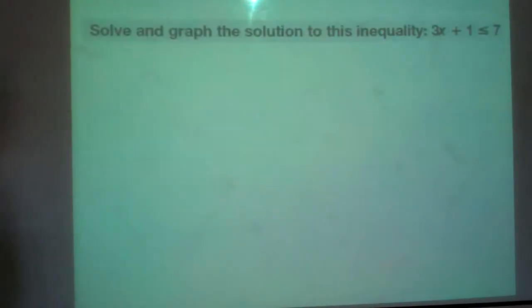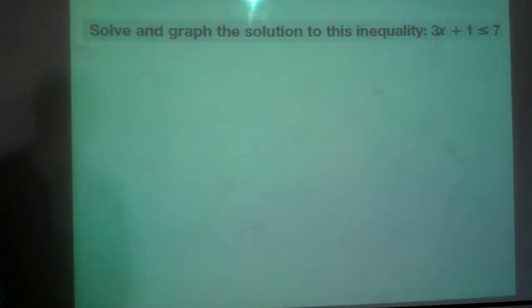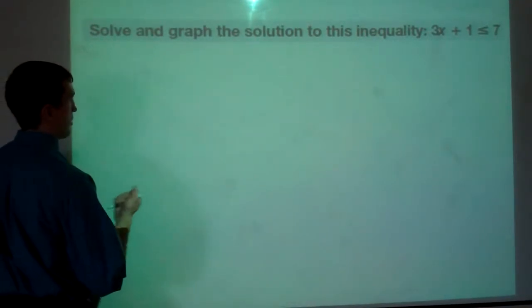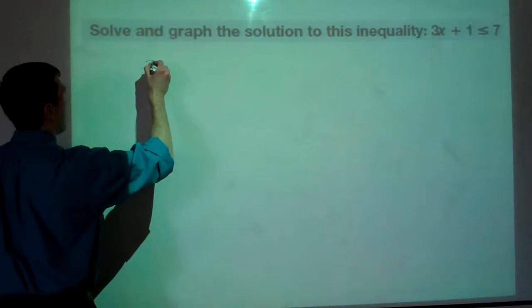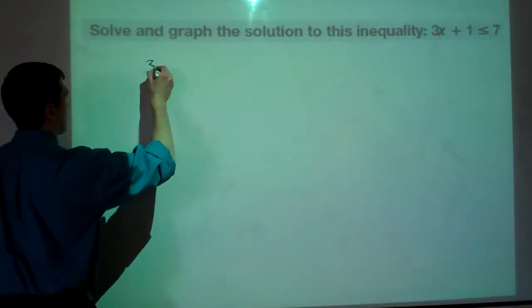Alright, let's take a look at this one. Sometimes they don't give you a scenario, they just give you an equation or an inequality. So 3x plus 1 is less than or equal to 7. We want to solve and graph. So what does x have to be to make this possible? So we have 3x plus 1. And we can't graph until we solve.